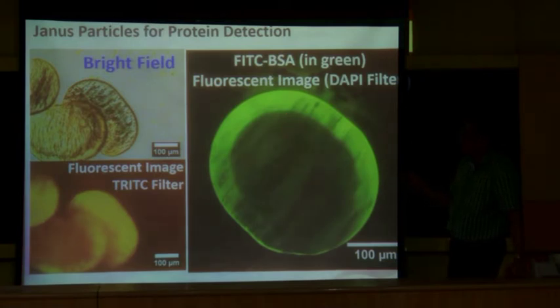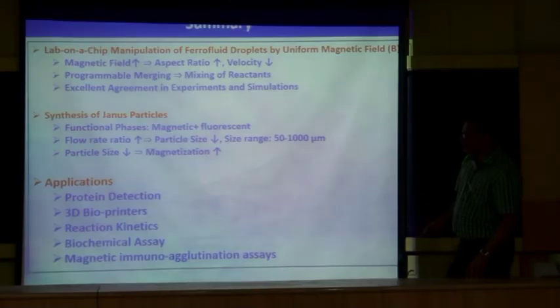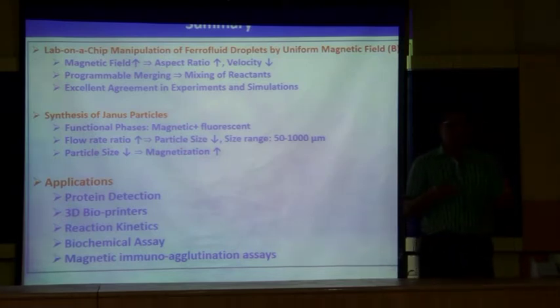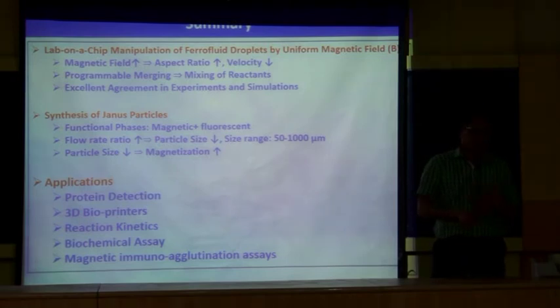The other part, we can have FITC BSA, and we created a composite entity which has both the magnetic part and the polymer part. So we can make different Janus particles. We can change the ratio of magnetic and fluorescent, for example. Right now there are no fluorescent particles which are magnetic and no magnetic particles which are fluorescent. But if you want to combine them, you can do that by using this type of entity.